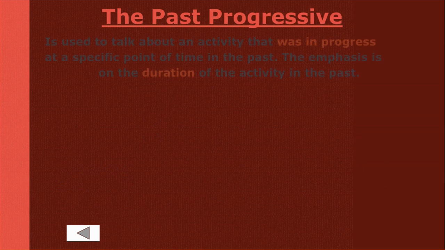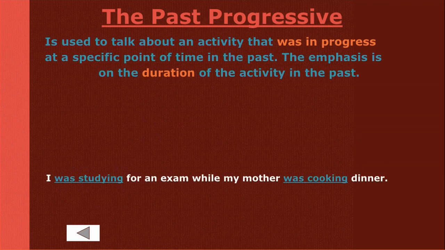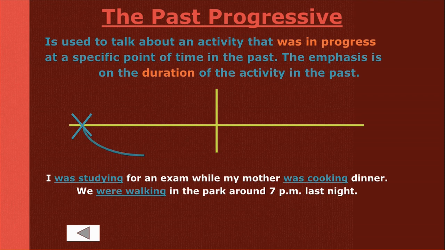The past progressive. The past progressive is used to talk about an activity that was in progress at a specific point of time in the past. The emphasis is on the duration of the activity in the past. I was studying for an exam while my mother was cooking dinner. We were walking in the park around 7 p.m. last night.